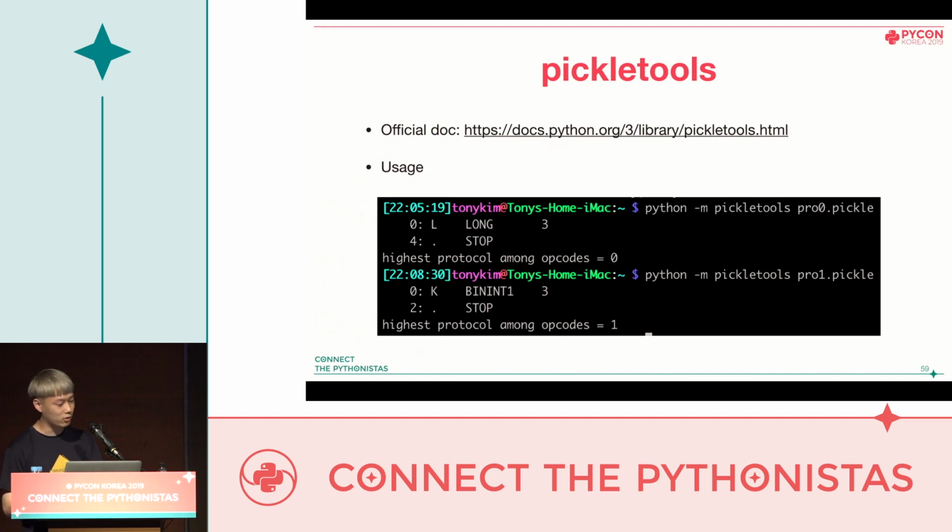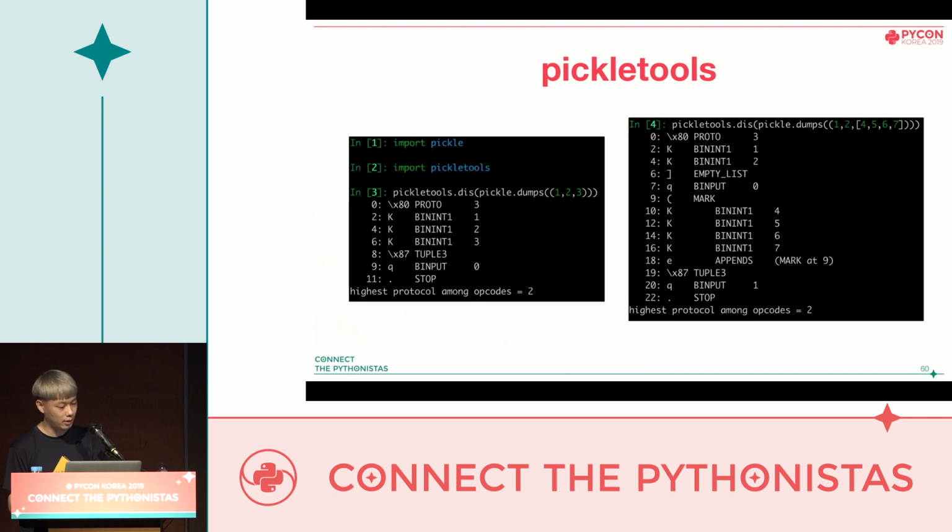So there's a Python module called pickletools. It is actually installed already in all your machines because this is in the Python standard library. You can use it directly from a command line to investigate a pickle file, just like this one. Or you can use it in the interpreter with a function called dis. It probably stands for disassemble. So it's disassembling a pickle byte stream.